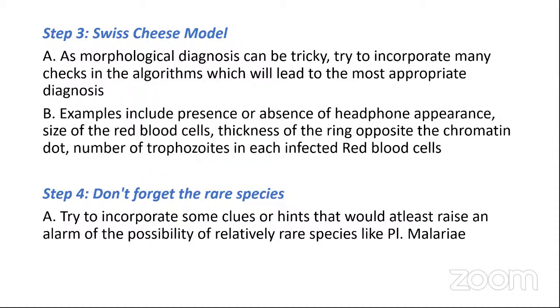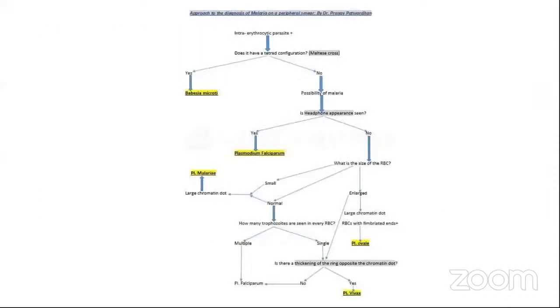And the last step would be, don't forget the rare species. And this is a quick example of one such algorithm that I made. As you know, the first step that we discussed was having a high degree of suspicion of malaria. And then if you are suspecting malaria already, you would have multiple checks in place which would make you think of falciparum. For example, the appearance, then the size of the RBC if it is normal, then if you are seeing multiple RBCs with multiple trophozoites, and then if you are not seeing any thickening of the ring opposite the chromatin dot.